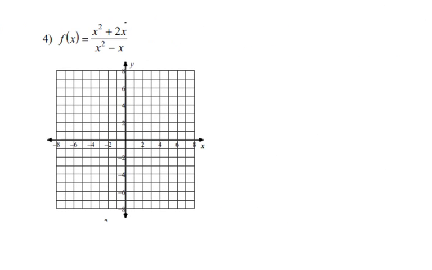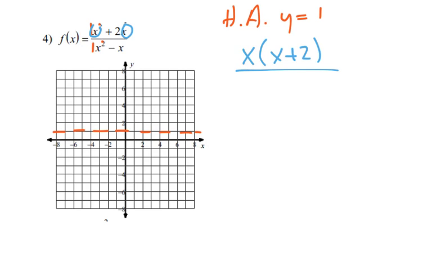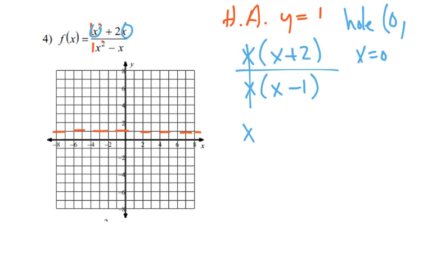Okay, number 4, samesies, so 1 over 1, so the horizontal asymptote would be y equals 1. Then we see if we can simplify. I can pull x's out of each one, right? So it would be x times (x plus 2) over x times (x minus 1). So the x's cancel out, which means we have a hole where x equals 0. We're left with (x plus 2) over (x minus 1).